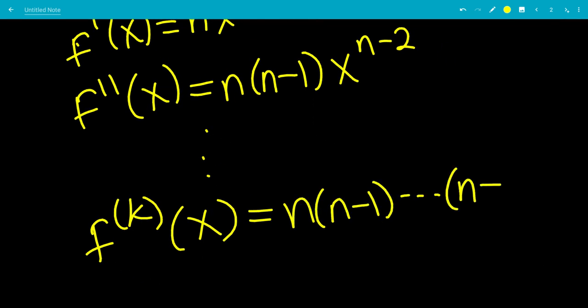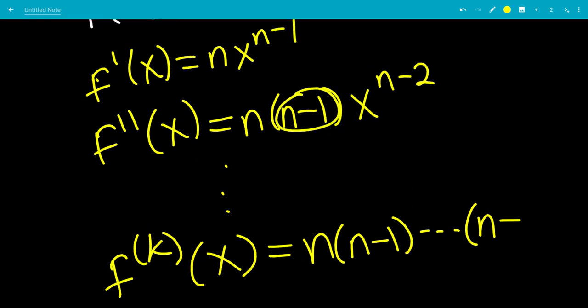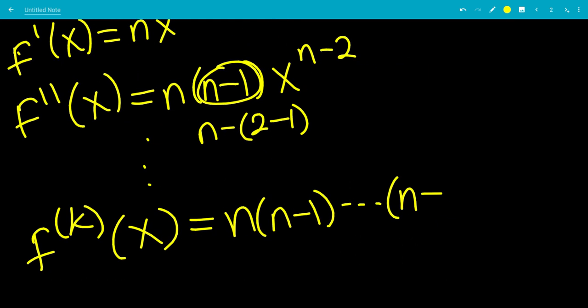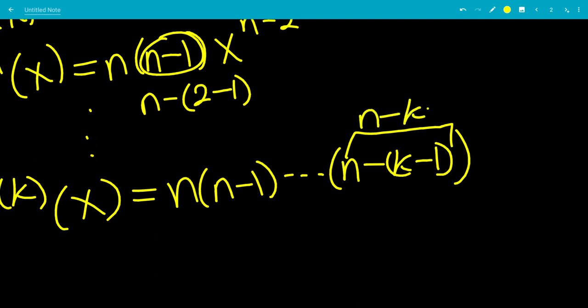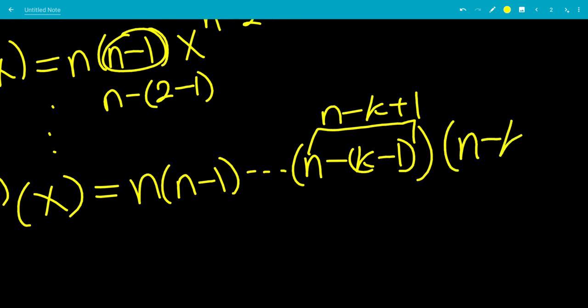We're going to end, so n minus 1, how do we write this? So this can be written as n minus, parentheses, the second derivative could be written as 2 minus 1. So this can be written as k minus 1 in parentheses, which is really, if we expand the negative out, n minus k plus 1. Okay, so we're going to multiply top and bottom by n minus k factorial.